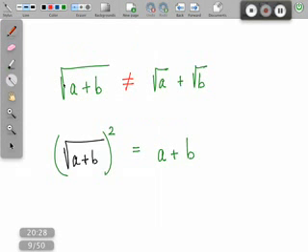We should note that if we have the square root of a sum of numbers, that does not necessarily equal the sum of the two separate square roots. Also, we should note that if we have the square of a square root, then what's inside the square root will come out of that square root.